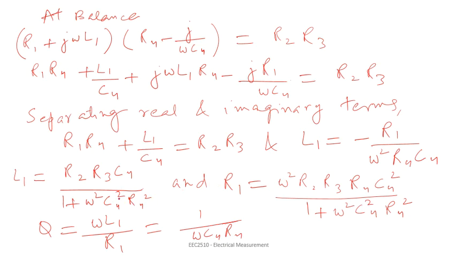If you have the values of these different components like R2, R3, C4, R4, you can find the value of the unknown inductance. Suppose in any problem it is given that there is a circuit having this much magnitude of these components, and you just have to find the value of L1. You just substitute all the values in this given expression, and you can get the value of the unknown inductance as well as the unknown resistance.